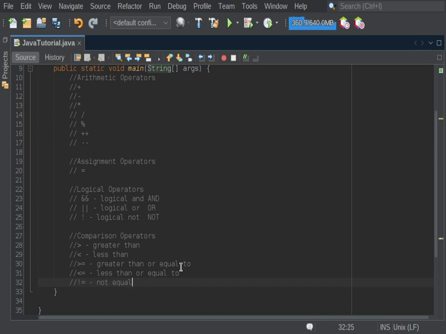So key takeaways from this lesson: you have learned about arithmetic operators for addition, multiplication, division, and subtraction, and also the modulus sign, and the increment and decrement operators. You learned about the assignment operator, the equal sign, and also the logical operators, the logical AND, logical OR, and logical NOT, and also the comparison operators: greater than, less than, greater than or equal to, less than or equal to, and not equal to.